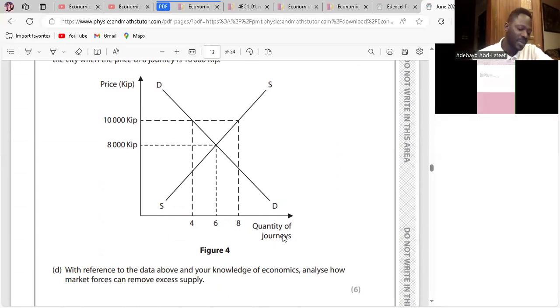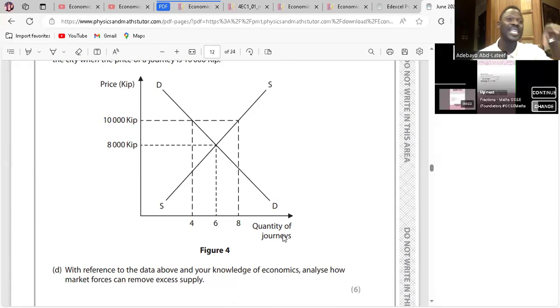First, what are market forces? Market forces refers to demand and supply and how allocation of resources is done through the price mechanism. That is market forces. Then what is excess supply? Excess supply occurs when the price charged is above the equilibrium price or the market price. So how can we correct excess supply? Excess supply means disequilibrium.